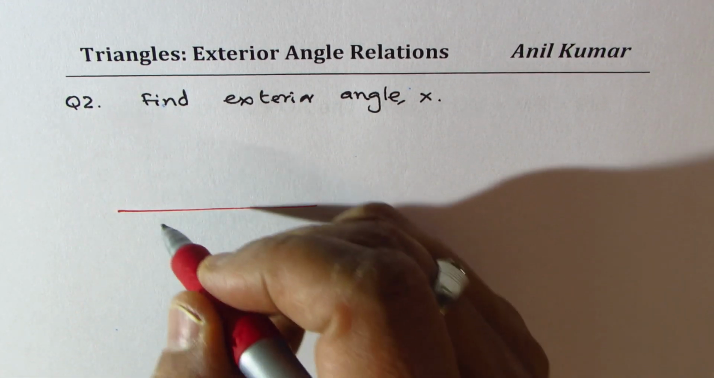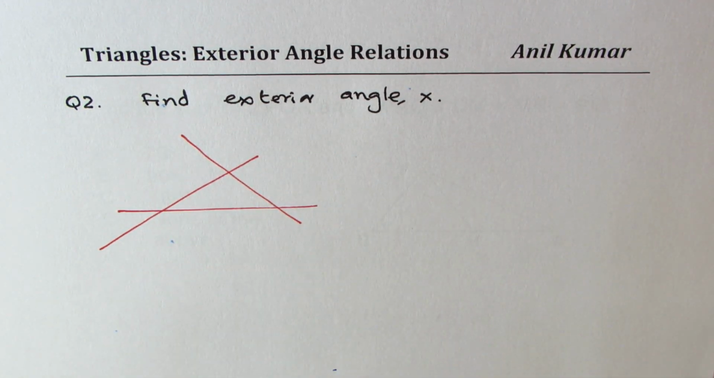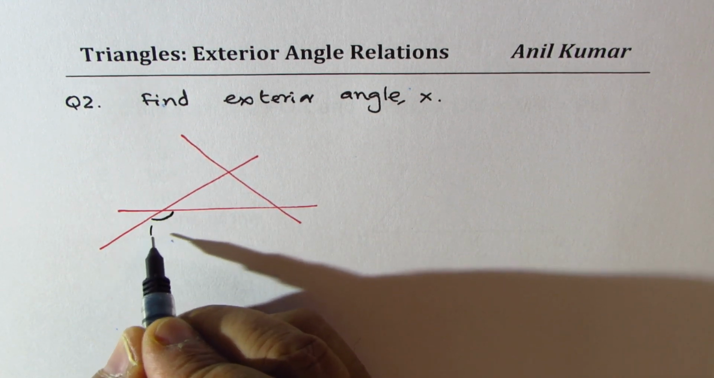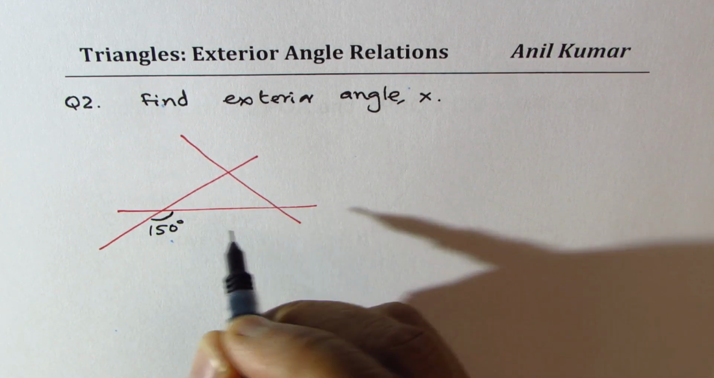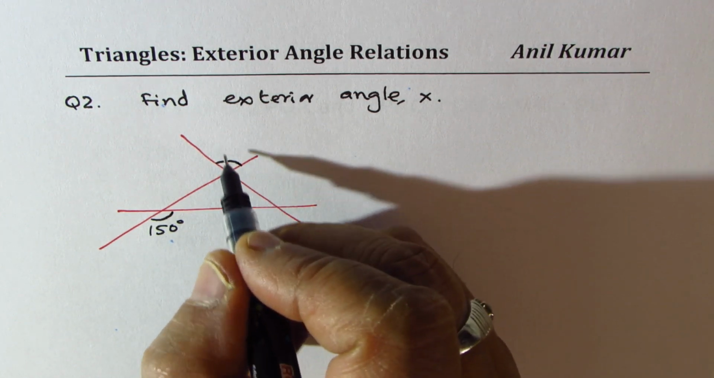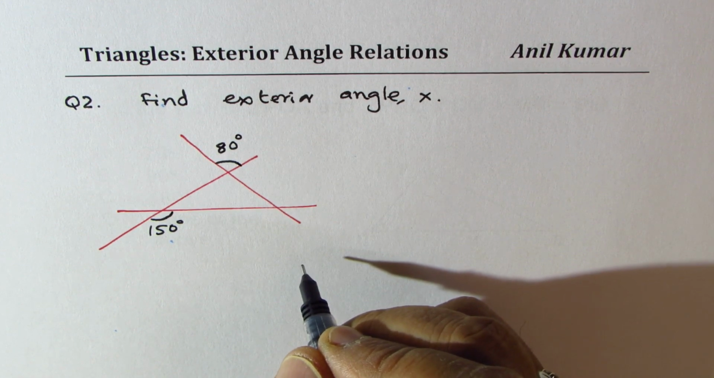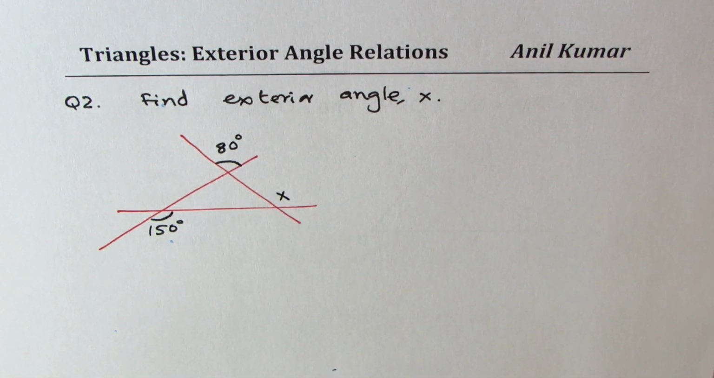So let's say we have a triangle whose some exterior angles are known to us, right? So let's say this angle here is around 150 degrees. And the angle here, let's take this angle, is, let us say, around 80 degrees. In that case, you need to find the angle x. Okay, so that is your first question.